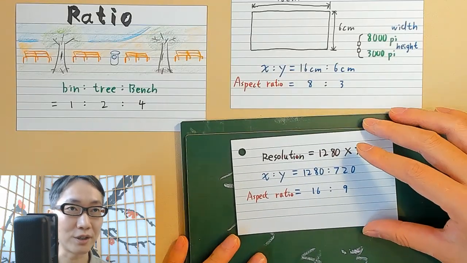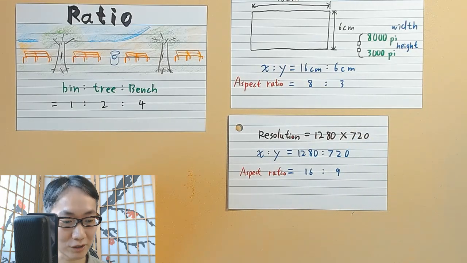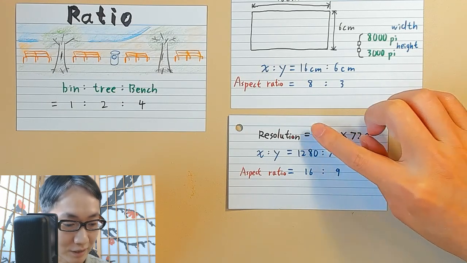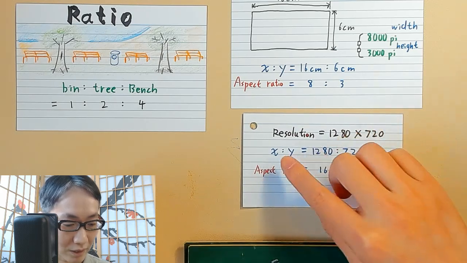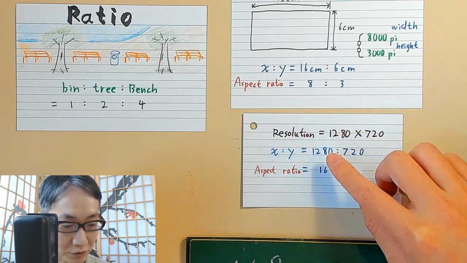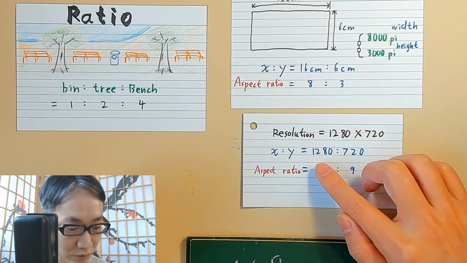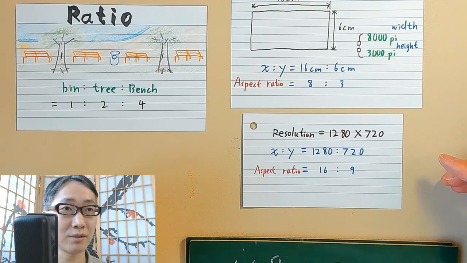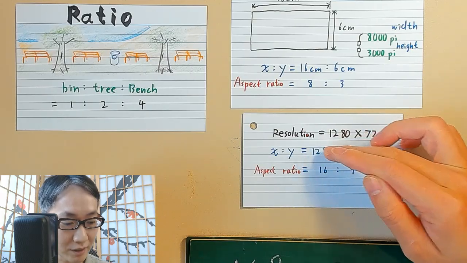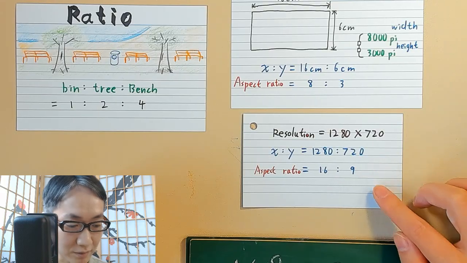Also for the resolution, it's something like, oh, the resolution on the screen is 1280 times 720. So we always put the horizontal first, the x first. Then it means the ratio will be 1280 to 720. And when we simplify this ratio, we see the aspect ratio is actually 16:9.